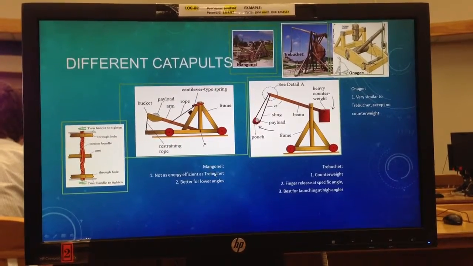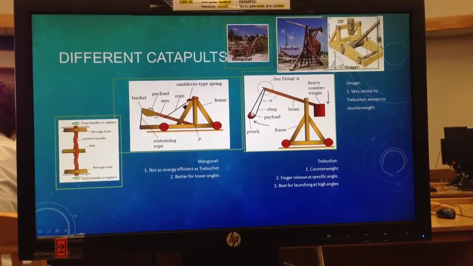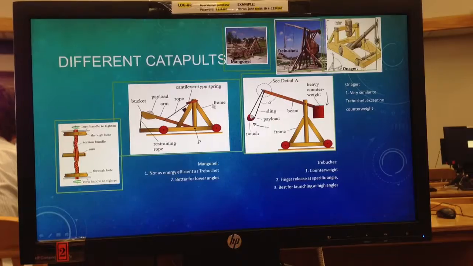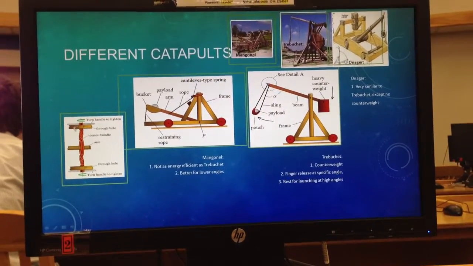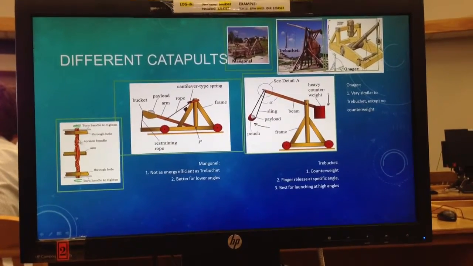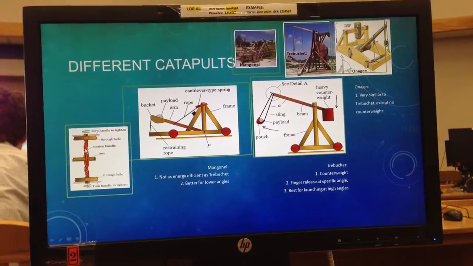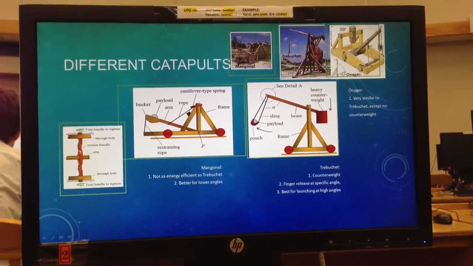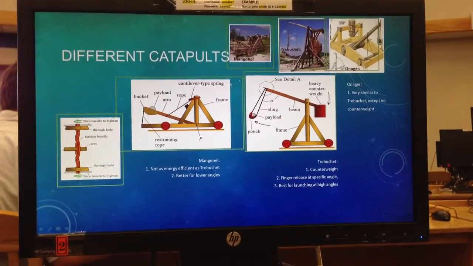The mangonel is not as efficient as the trebuchet, which we'll cover in a second, and it's better for lower angles, such as knocking down walls, like in warfare. And this is a spring, or it's for torsion. You make a torsion bundle, which is basically twisting a bunch of ropes, and it gives a lot more energy than just a normal rope's tension.